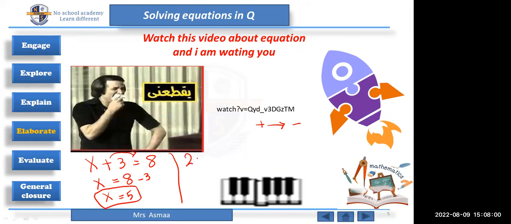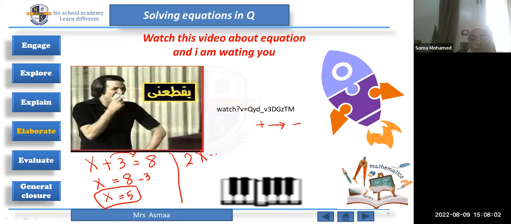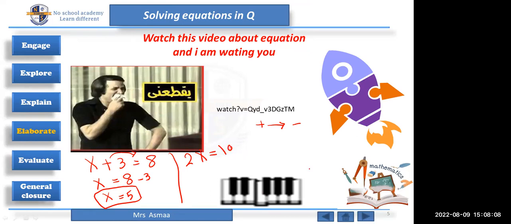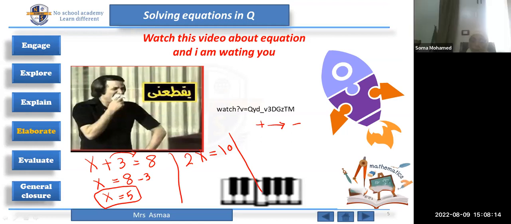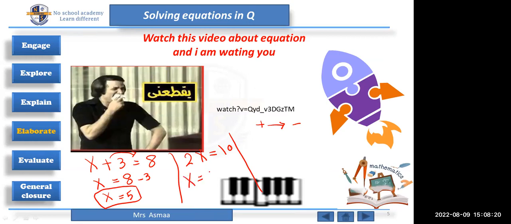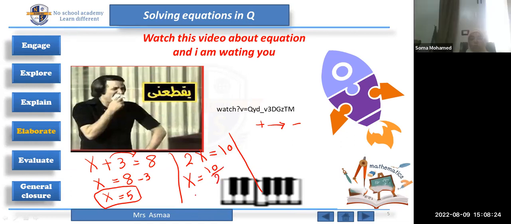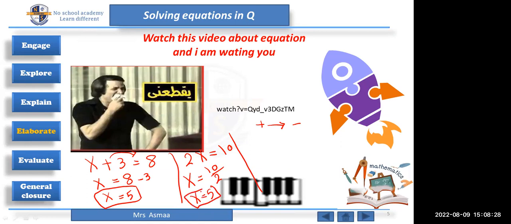2x equals 10. How can I get the value of x? Do you remember how can I get it? Yes, I will move the 2 to the 10 by divided. Yes, super. I will transfer 2 to the opposite by divided. So x will equal 10 divided by 2, equal 5. Yes, super, Yasin. 5.